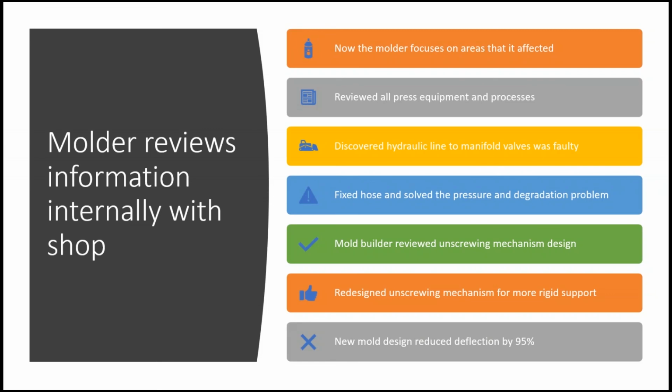There was still a little bit of core shift after that, and the mold builder went back to their shop and took a look at their mold design and discovered some inefficiencies with their design. They had to redesign it and stiffen things up, and they were able to reduce the core deflection from 50 thousandths down to like 5.